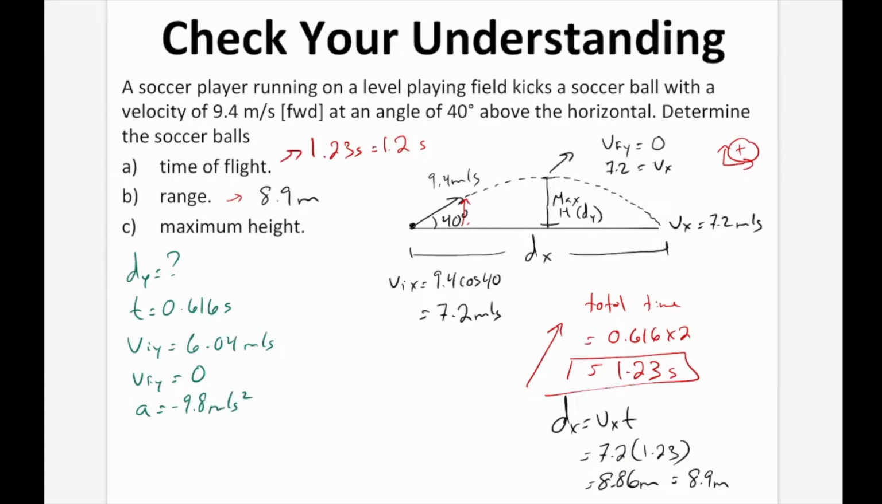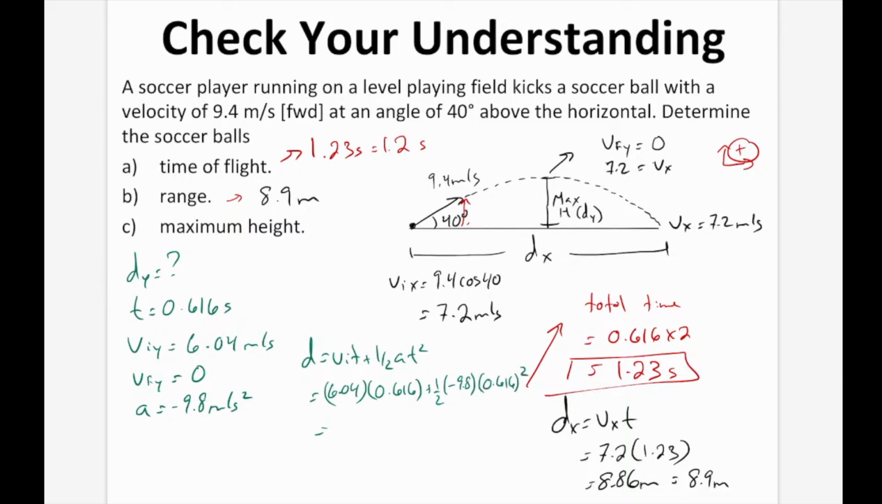So now we can really use any equation we like. Let's use d equals VIT plus 1/2 AT squared. VIY 6.04 times time to go up 0.616. Now we're only using the time to go up, not the total time. Keep that in mind. Plus 1/2 negative 9.8 times 0.616 squared.